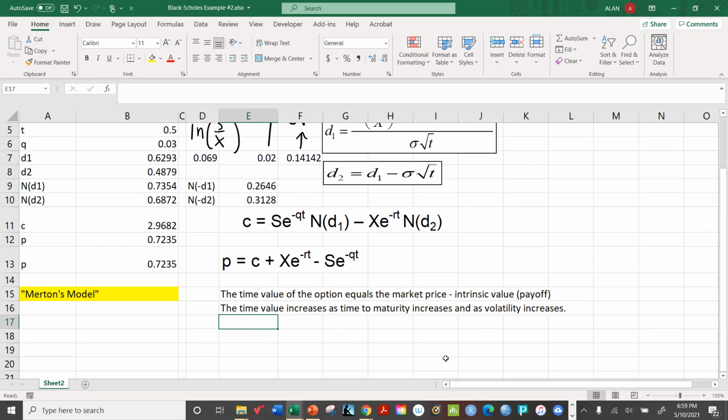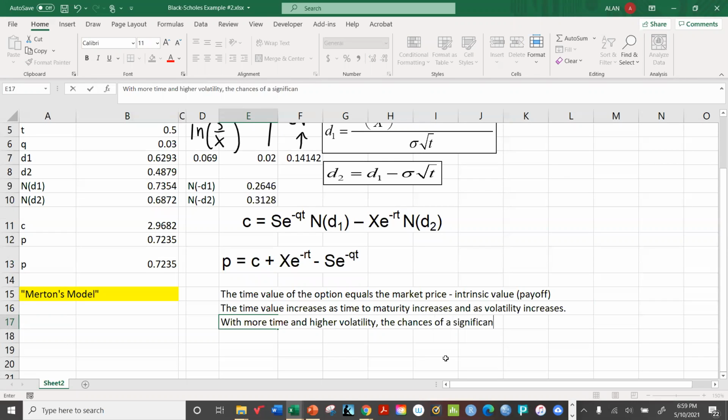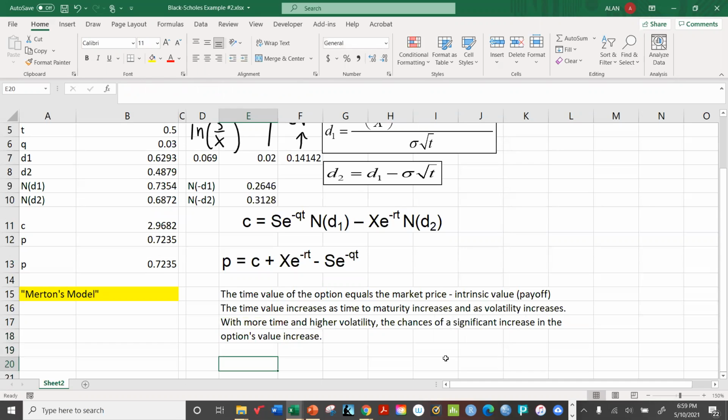All right, so in other words, with more time and higher volatility, the chances of a significant increase in the option's value increase as well. So that's why that's happening. More volatility means there's a higher chance of getting a very large payoff, as we saw last time. And more time, of course, means there's simply more time for the price to go up.